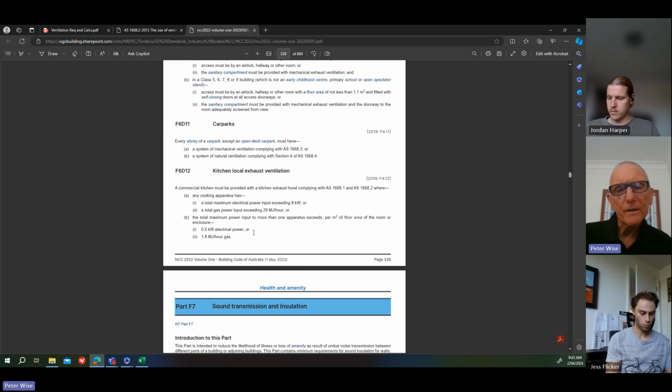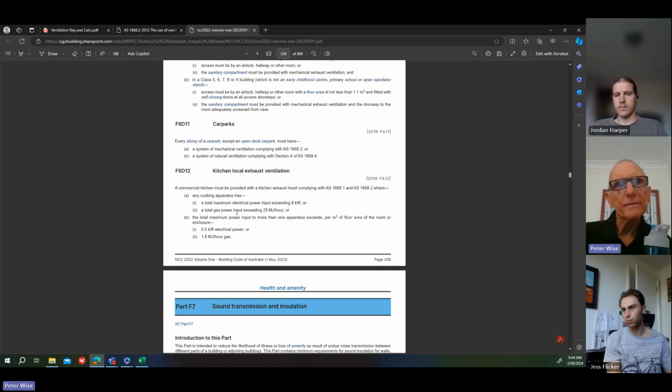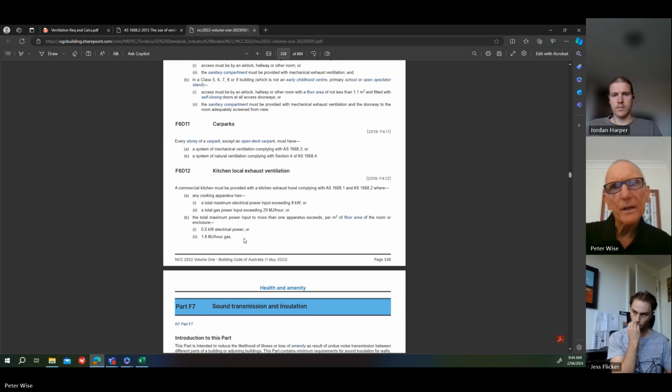But generally speaking, a commercial kitchen, or even a small one, well, it's still commercial, like a fish and chip shop, will have a kitchen exhaust hood to take away those grease, vapours and smells. And the wording in this clause of the NCC is identical to what you'll see in AS 1668 Part 2. It's just the exact same words. And then 1668 Part 2 goes into more detail about how you work out the size of a kitchen hood, the type of kitchen hood to use, the airflow rates, and other options.